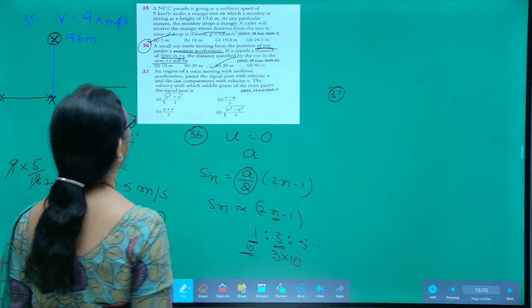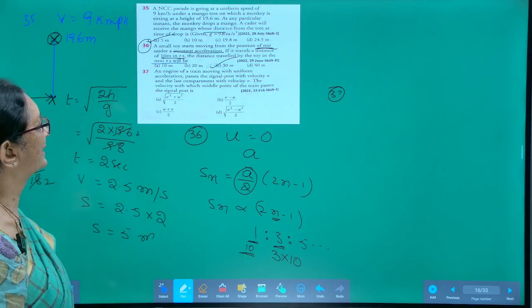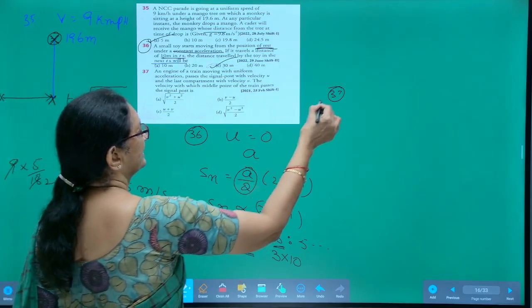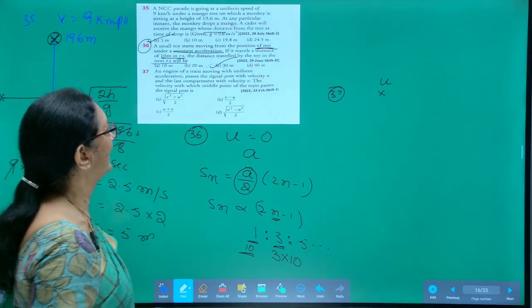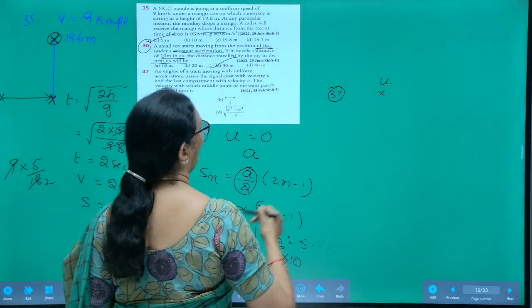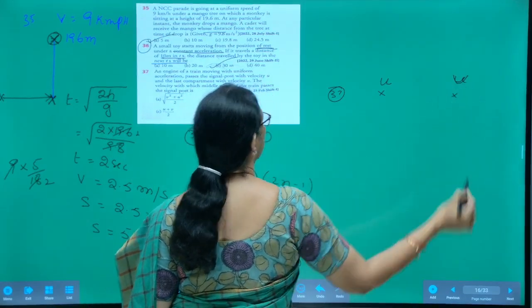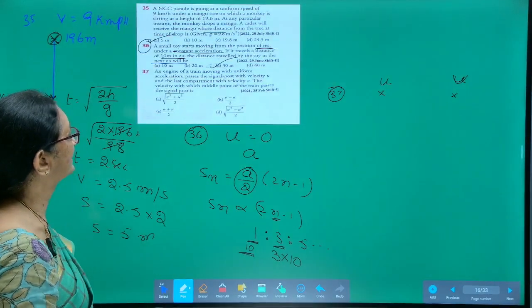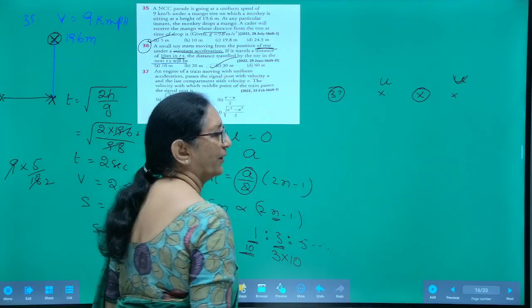37th problem. Engine of a train moving with uniform acceleration passes a signal post. This is a signal post with a velocity u, and the last compartment with a velocity v. So let this velocity be v. Velocity with which the middle point of the train passes the post, so velocity at that point.